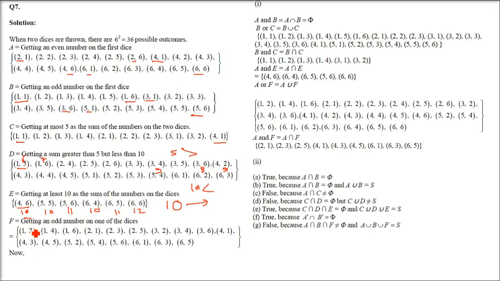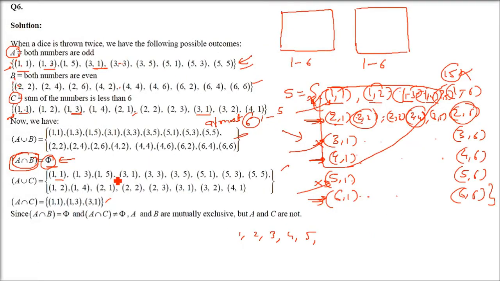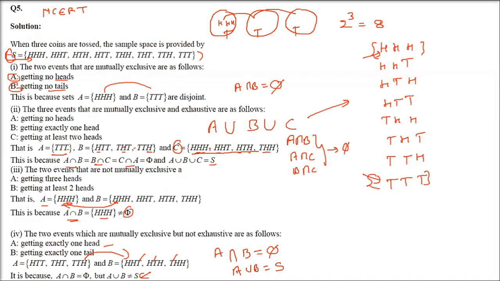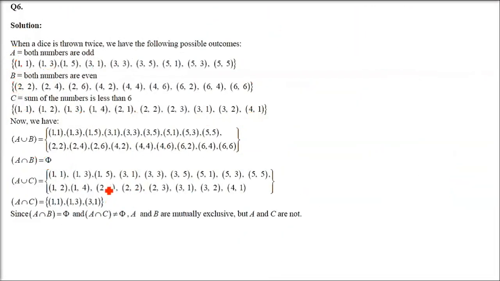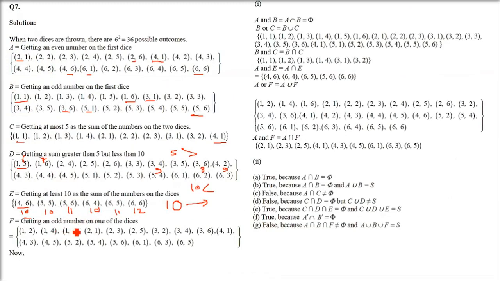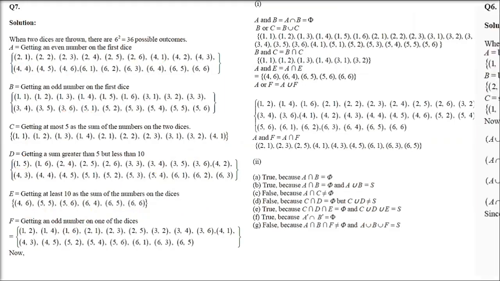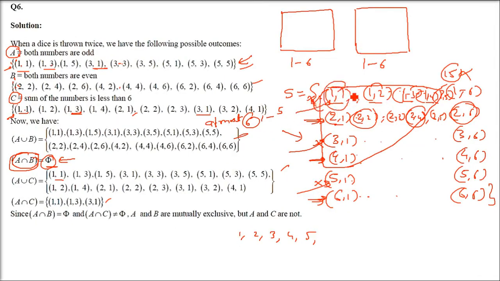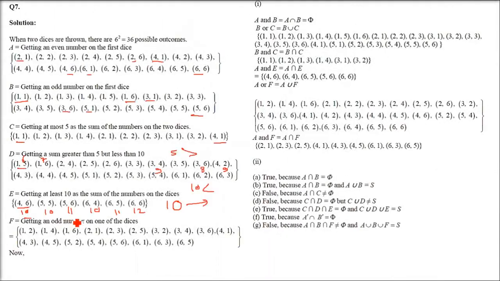F is getting an odd number on one of the dice. This also we have made. Getting an odd number on one of the dice. So only one die should have an odd number, so the other has to be even. Only one odd and one even we are talking about. Right? So it can be 1, 3 and 5. Only the possibility is this. The other has to be even.